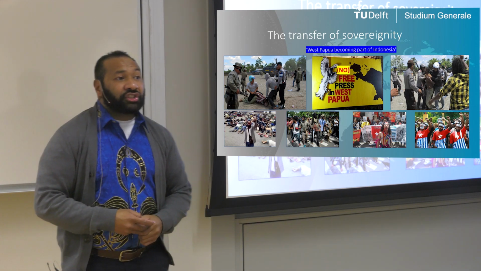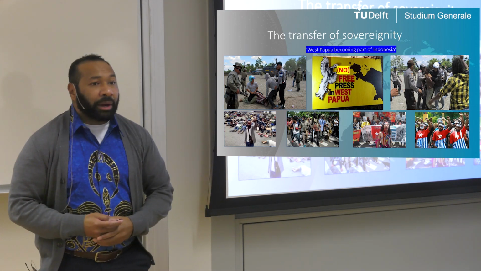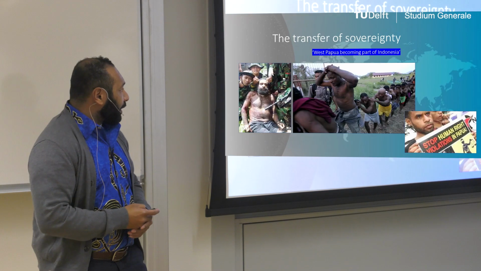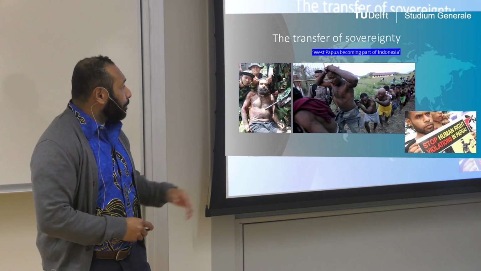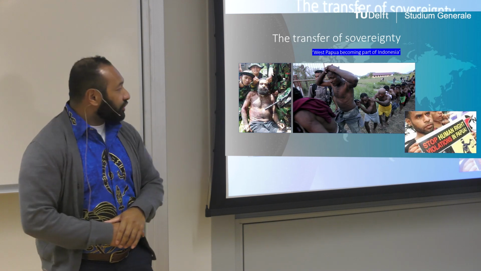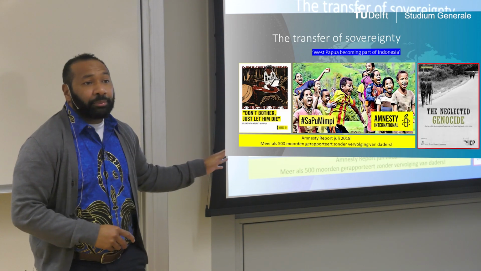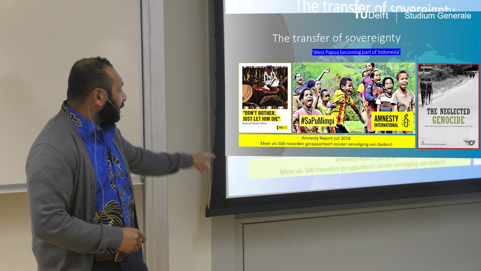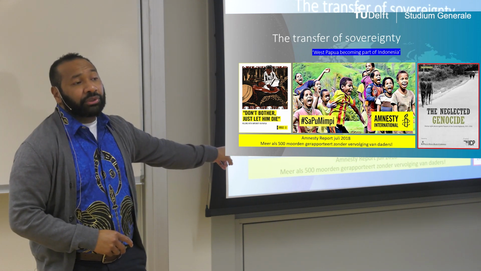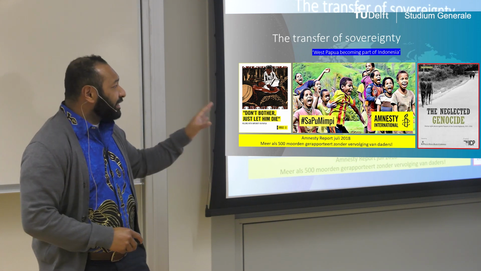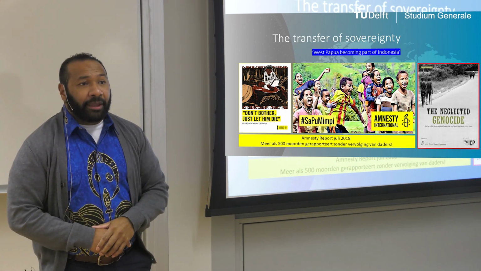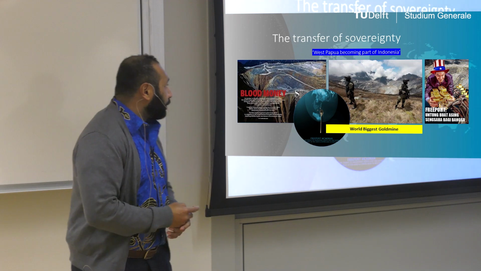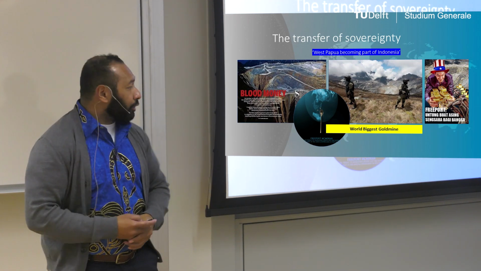And these are the pictures that you will find when you Google human rights violations in West Papua. It can get worse. Lynching of West Papuans, you can find them on YouTube. Slavery-like situations, and the reports aren't lying. This is a report of Amnesty International from 2018. "Don't bother, just let them die: killing with impunity in West Papua." So the title says basically everything. Reports of neglected genocide, and if you go deeper, you will find more human rights violations.